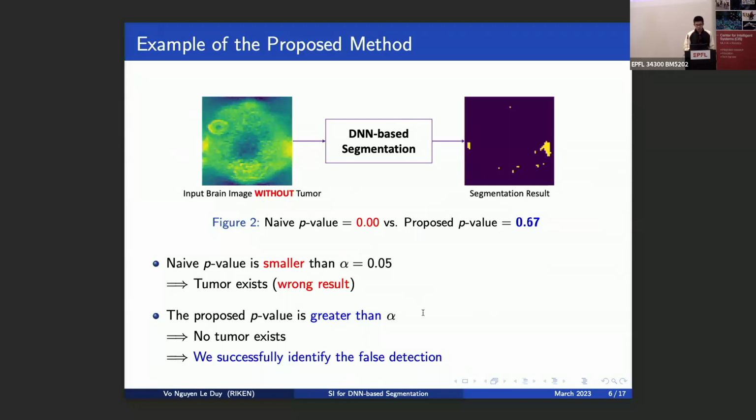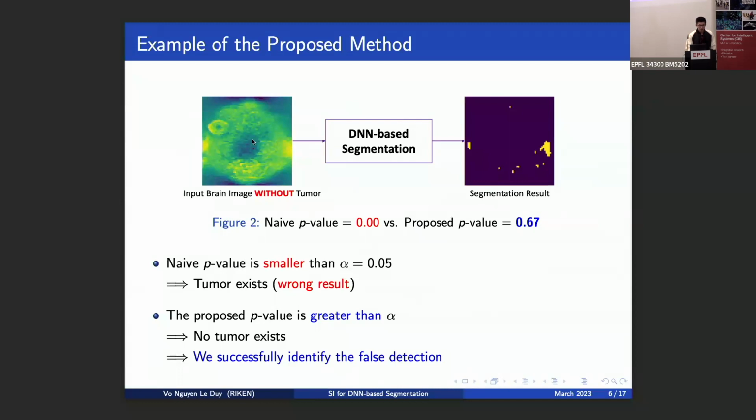With the proposed method, we may still mistakenly identify something, but the advantage is that we can control the false detection. With the naive p-value, we cannot control it, but with the proposed method, we can control it at, for example, 5%. We can control the probability of obtaining an incorrect result from the machine learning algorithm.